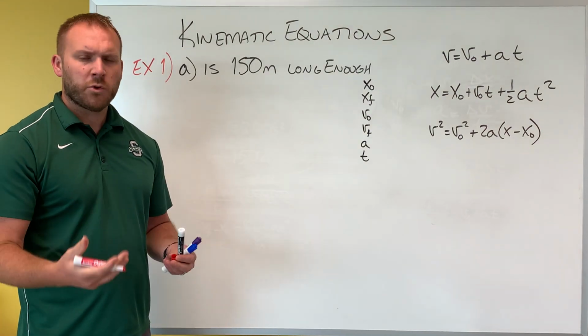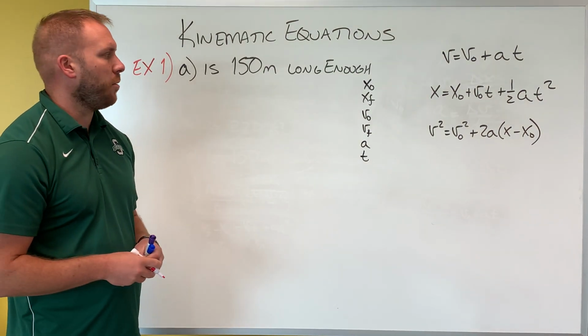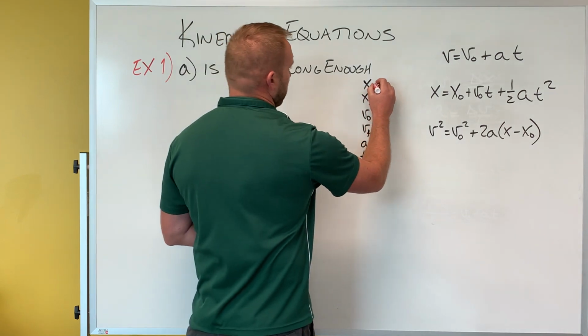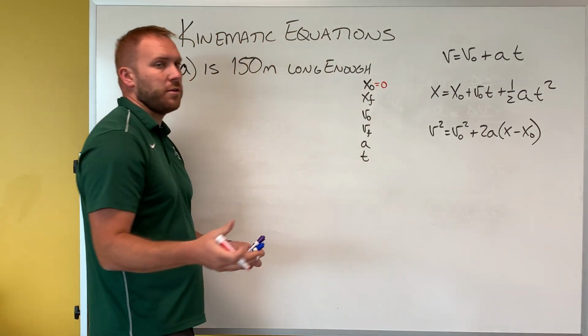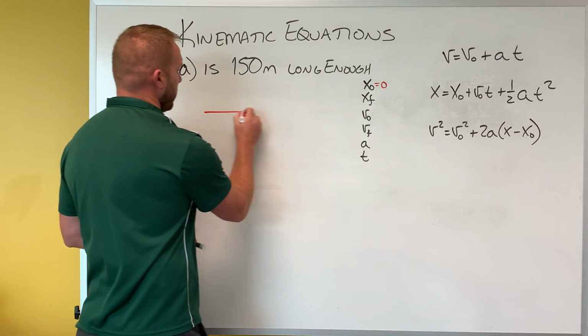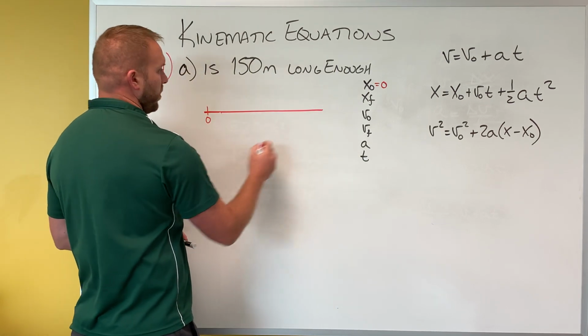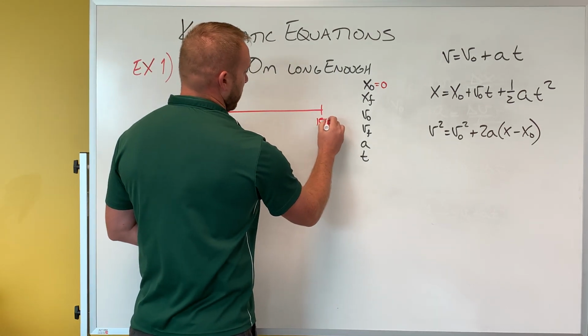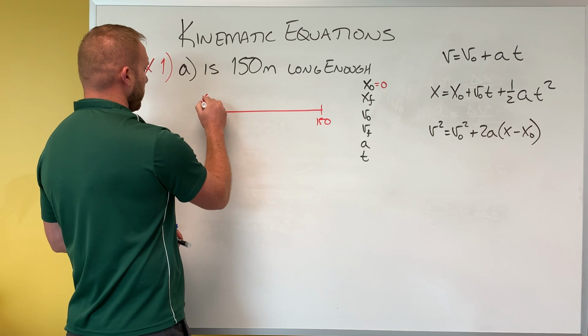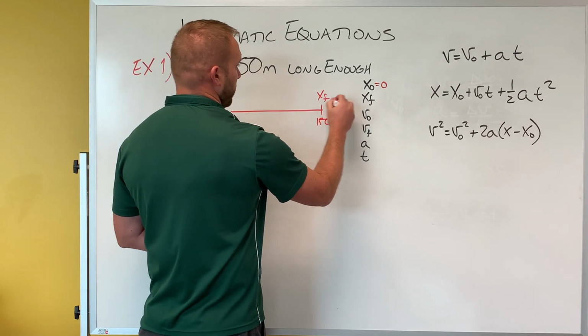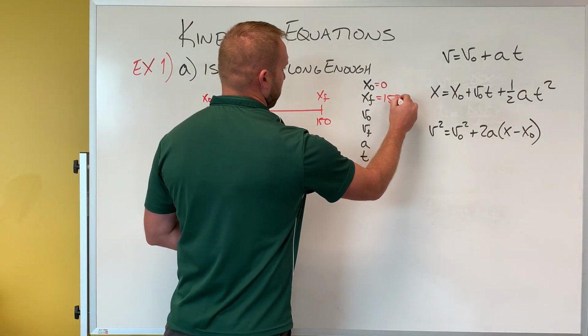So first thing we're going to do is identify the variables that we have in this problem. Our initial position is going to be 0. We're going to say we're starting at the very end of the runway. So here's our runway, here's our 0 point. We know our final position is going to be 150 meters.